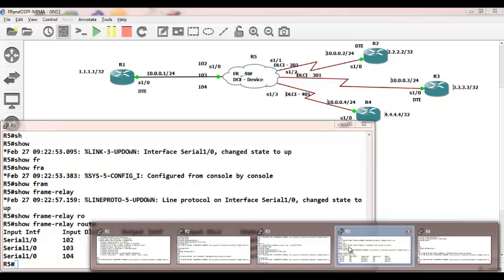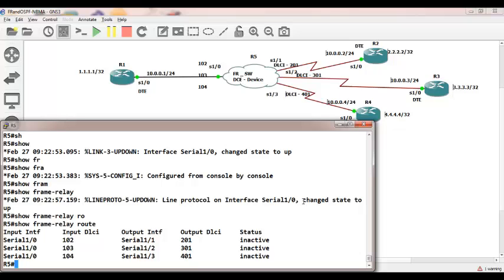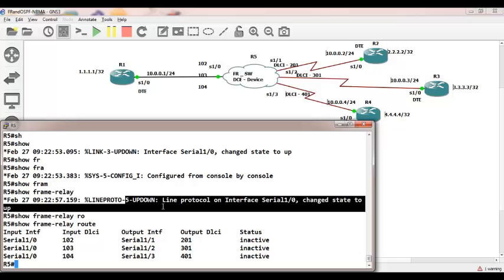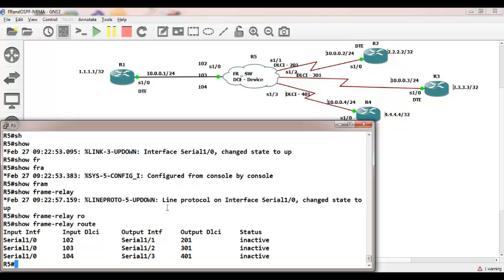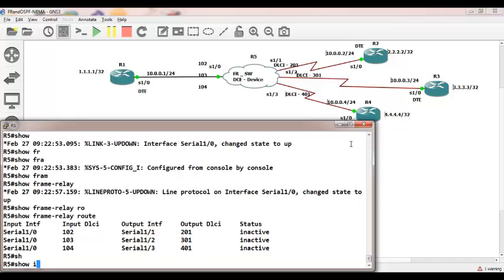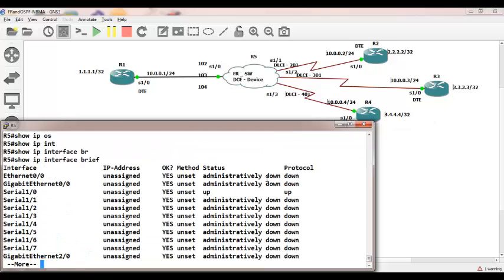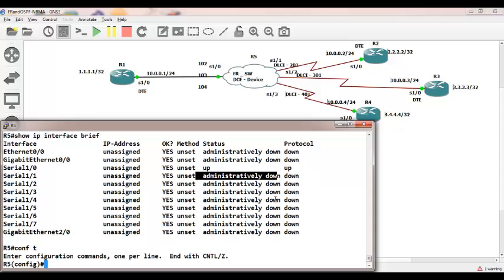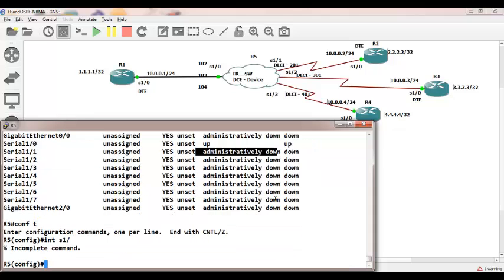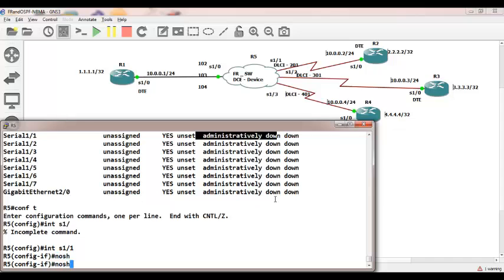Now you see, I already got the line protocol up on serial 1/0. Why? Here also frame relay, here also frame relay. So the link state is coming up, same encapsulation type. But on the other three, the link state has not come up. See, show IP interface brief. On the other side, the link state is down. The other side is also administratively down. Let me show you. Even if I make it up, the line protocol won't be up. 1/1, no shutdown. No shutdown.